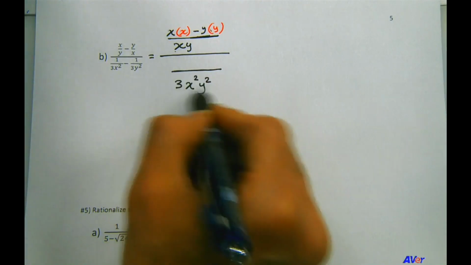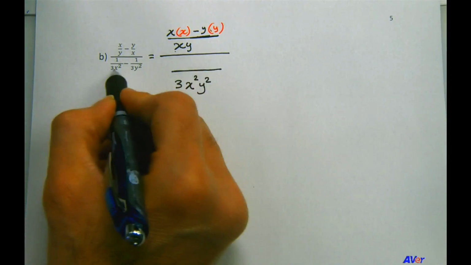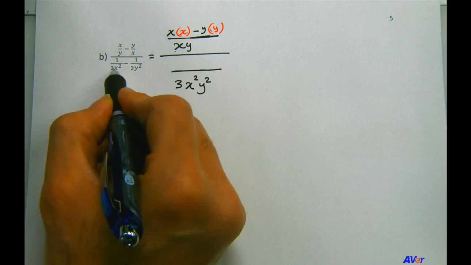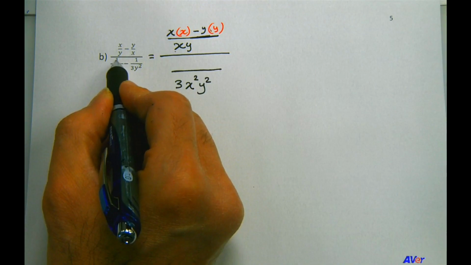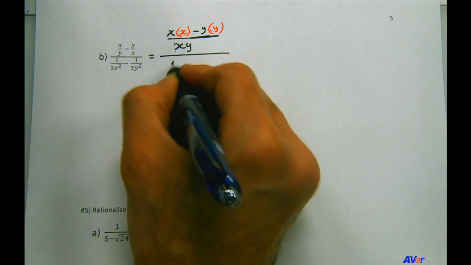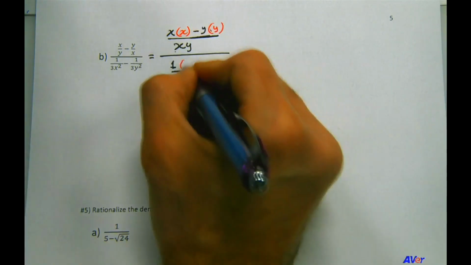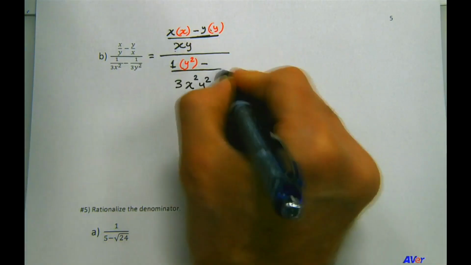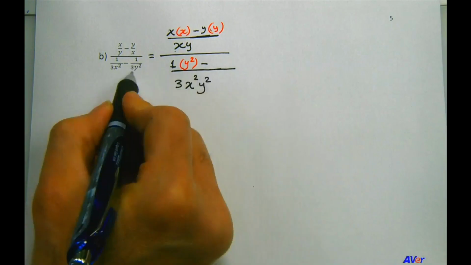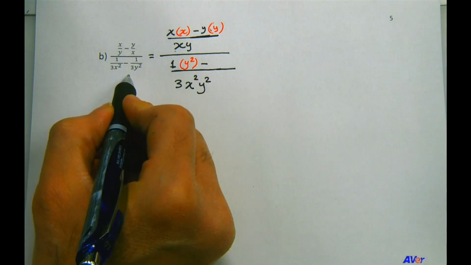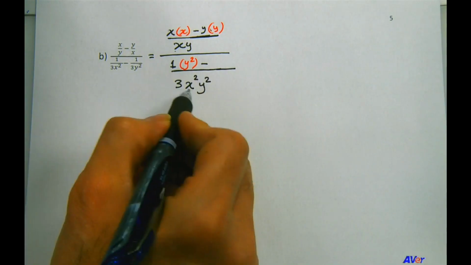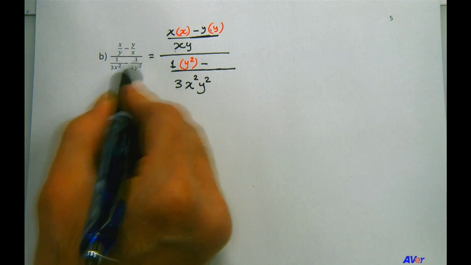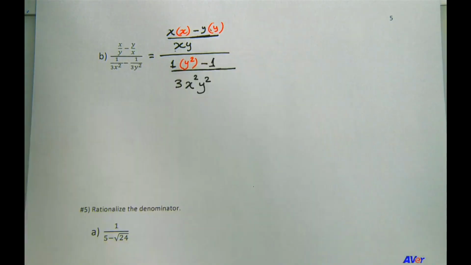So now compare this denominator with the first denominator. What is missing from it? Y squared. So multiply 1 by y squared. So 1 times y squared minus. Compare this with this denominator, 3y squared. What is missing from it? X squared. So multiply negative 1 by x squared.